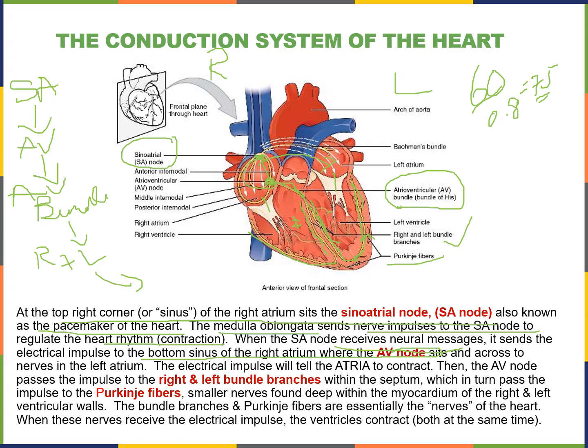The bundle branches and Purkinje fibers are essentially the nerves, in quotation marks, of the heart. When these nerves receive the electrical impulse, the ventricles contract both at the same time.